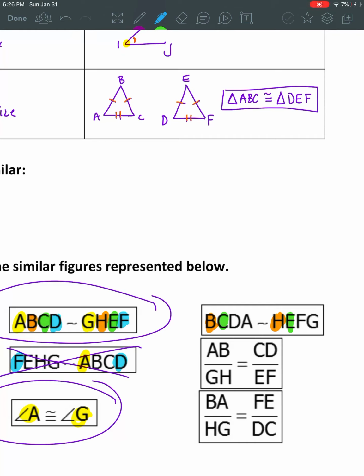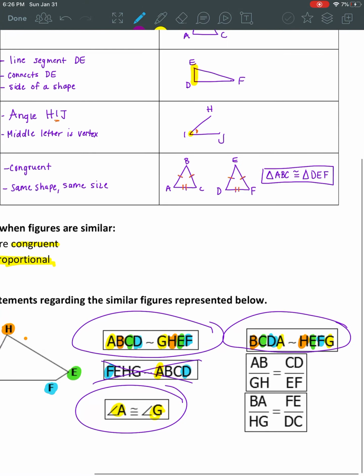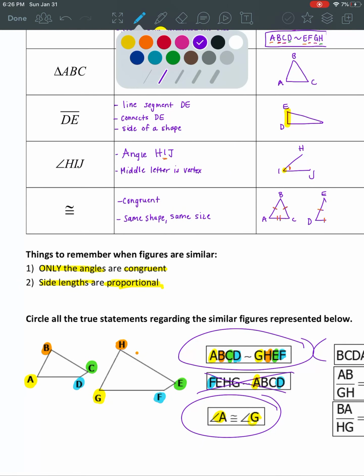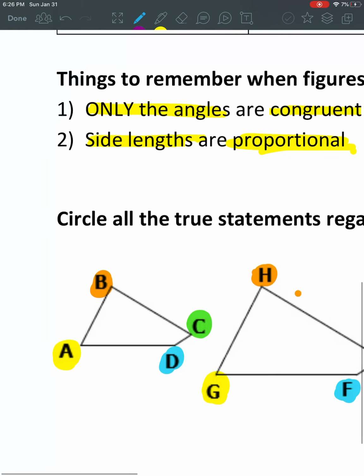So then C, we did in green, and that matched up to E, which is true in that statement. D, we did in blue, and that matched up to F. And then lastly, we had our A, and that matched up to G. So that is another correct statement. They come in the same order, okay?